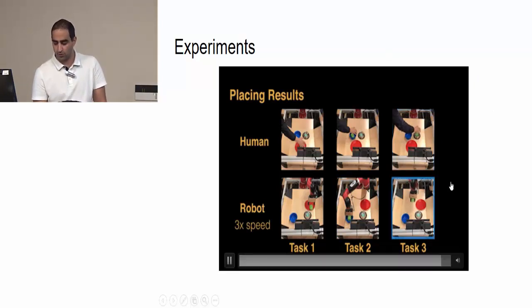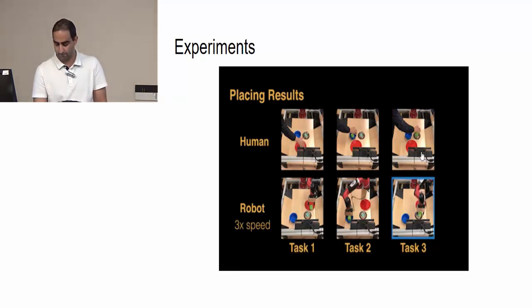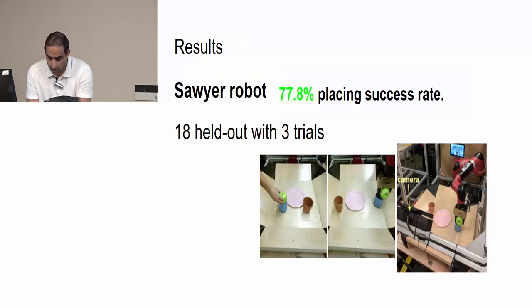As you can see, the robot can infer by just looking at one human demonstration. So they achieved a 77.8% success rate, and they had 18 held out objects. These 18 objects were never seen during training.